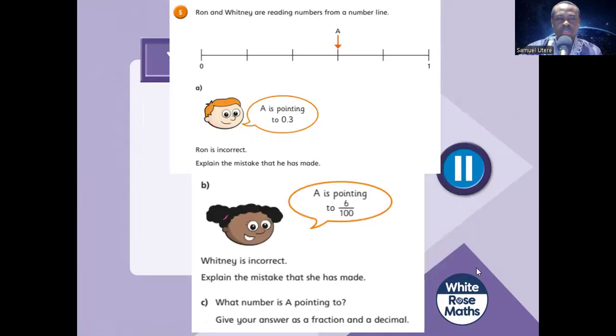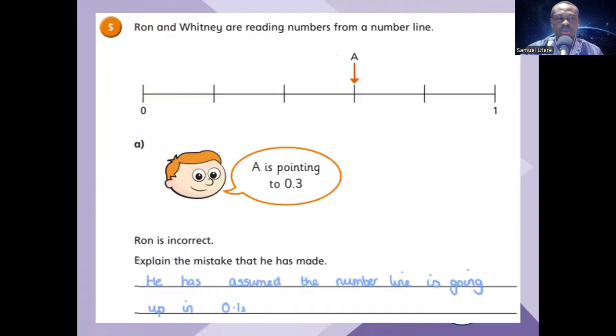Question 5, pause the video and answer the questions in 2 minutes. Assuming you've paused the video and worked through the questions, here are the answers. For question 5, you were asked to explain the mistake that he has made.